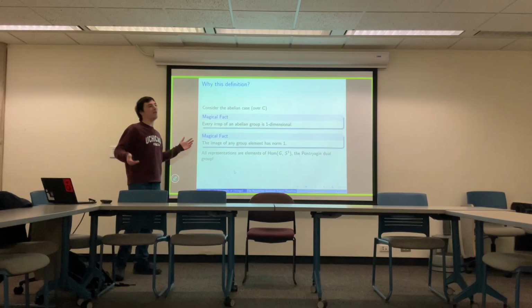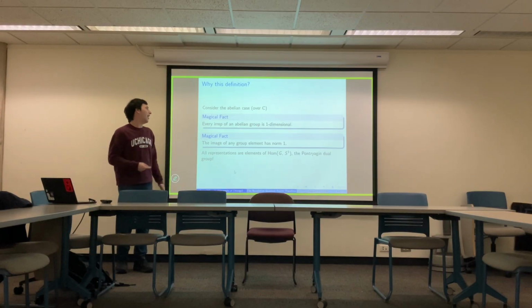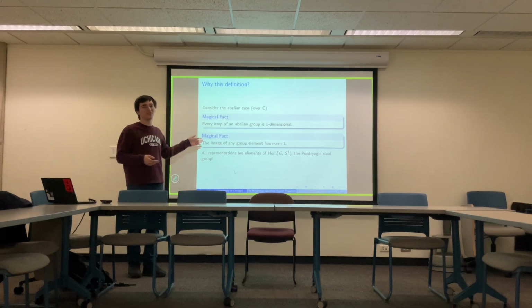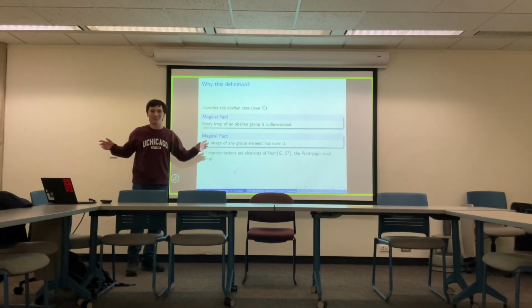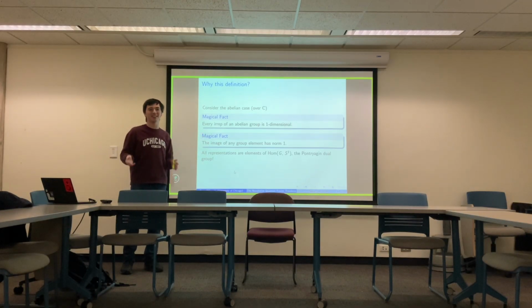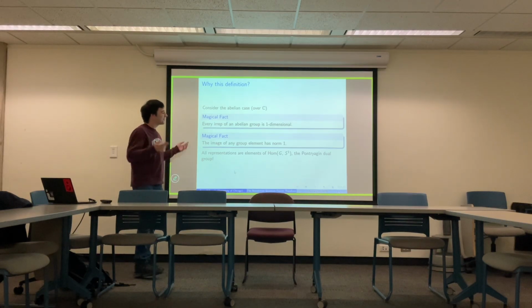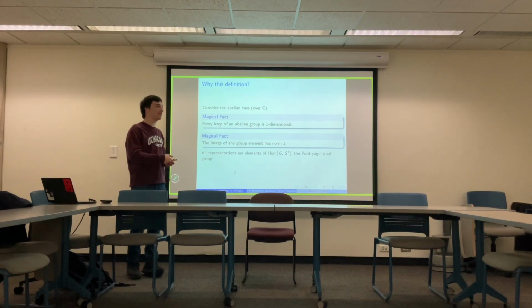The more interesting question is why this definition in particular? And to do this, we're going to take a look at the abelian case over C. And here we start introducing some of the magical facts of representation theory. The field's full of magical facts. Everyone here should definitely take representation theory if they get the chance. It's full of these magical facts. So magical fact number 1 is that every irrep of an abelian group is one-dimensional. And this has to do with the fact that the number of irreps is given precisely by the number of conjugacy classes of your group, which is not at all obvious, but it is true.